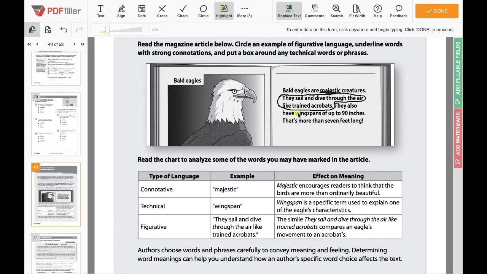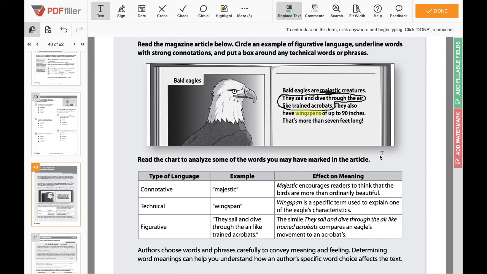Now, a wingspan is specific to the subject of birds or planes or flying objects of some kind, right? So we're not going to be talking about wingspans unless we're talking about birds or flying objects. Okay? So wingspan is technical language because it's not just a word that you would use in everyday conversation. You would only use it if you were talking about birds or flying objects of some kind.